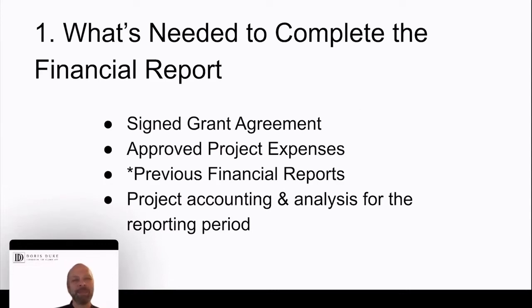So what's needed to complete the financial report? First of all, you need to get your assigned grant agreement, which was sent to you at the time of the grant approval. Within the grantee portal, you'll find the approved project expenses, which is part of your application process. And if this is a final report, you'll also need to look up the previous financial reports, also found there in the grantee portal. And of course, you'll need to have your project accounting and the analysis for the reporting period.